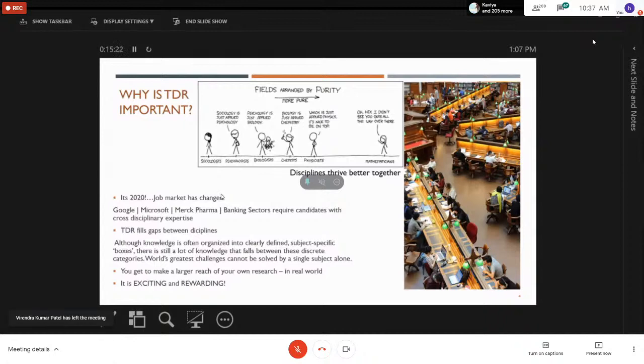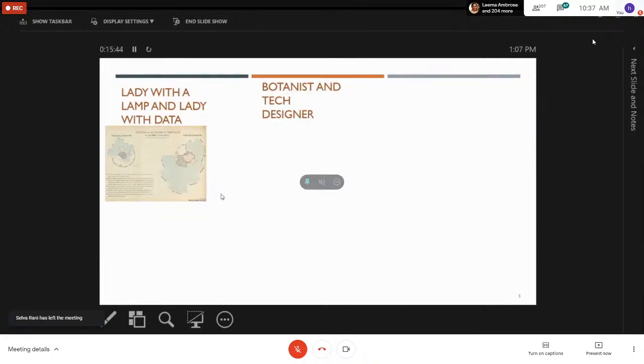And another reason why it's very, very important and that you should do it is because it's exciting and rewarding. It makes you want to get up every day and do what you do, right? It makes research very, very interesting. So your undergrad project, your master's project, or your PhD project would not be a boring deadweight thing.